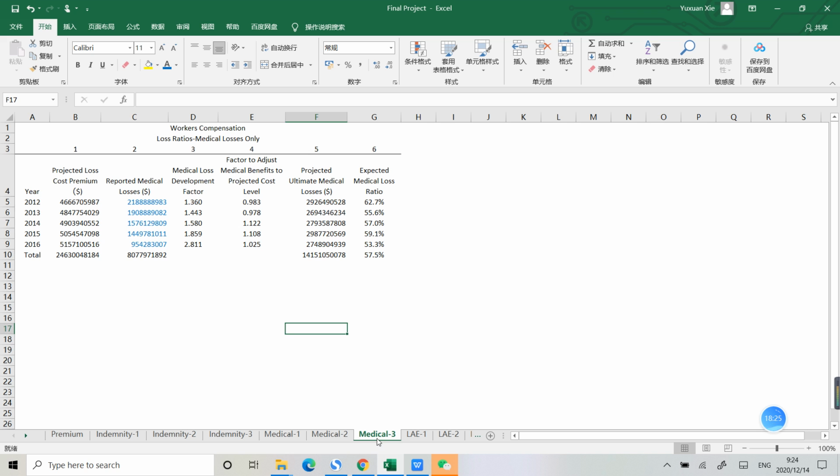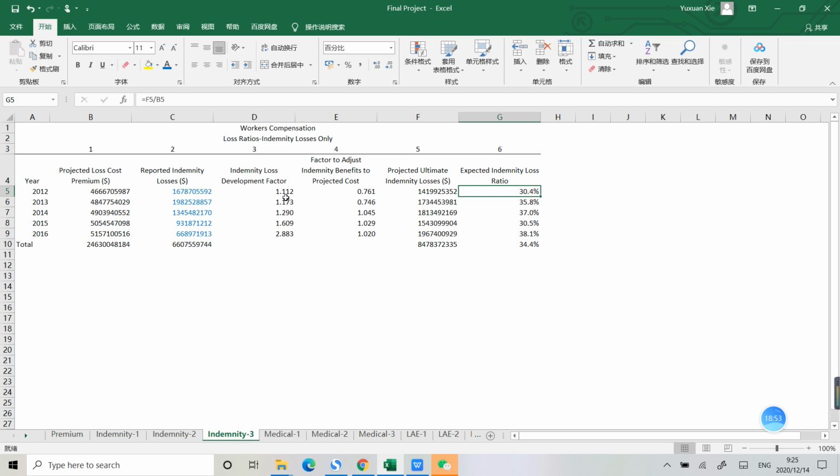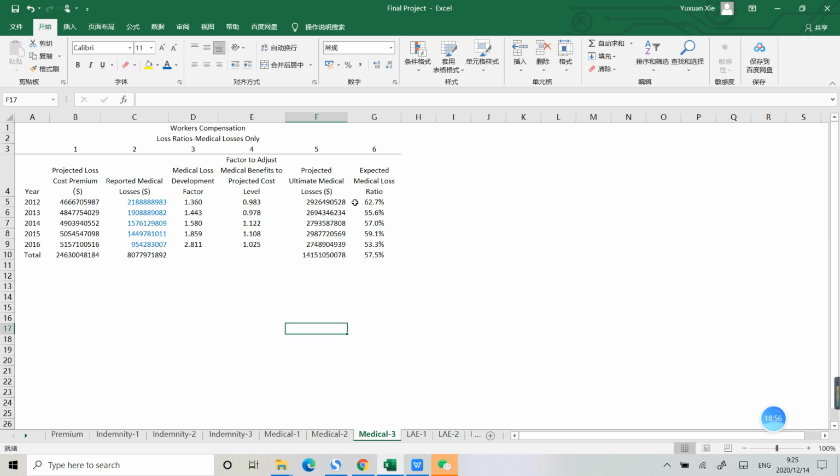And in the medical 3 sheet, column 2 is given. This sheet calculates the expected medical loss ratios for each accident year in the experience period. We can see that the calculations are the same as described in the indemnity loss ratio sheet. I will show you the formula of each column.